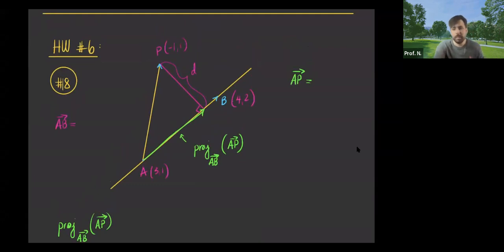Do you guys remember this? How do you find AP? AP is the vector from A to P. How do you find that vector AP? P minus A, that's right. So it's like point P minus point A. So that's going to be what? -1 minus 3, 1 minus 1. And so I get -2, 0. So that's AP.